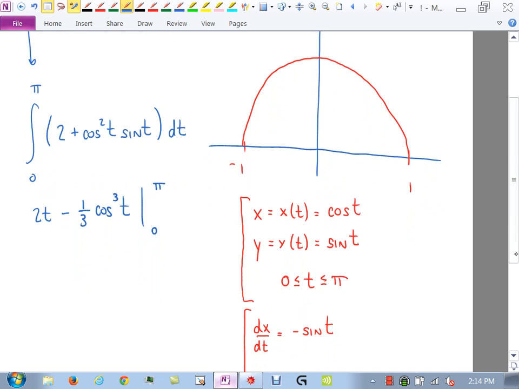So if I plug in pi here, what do I get? 2 pi. What is cosine of pi? -1, right? Cubed, still -1, times -1/3, so plus 1/3. Now plug in 0. Plug in 0 here, it's gone. Cosine of 0 is 1, and I have then -1/3, but I'm subtracting -1/3. So you should get 2 pi plus 2/3.